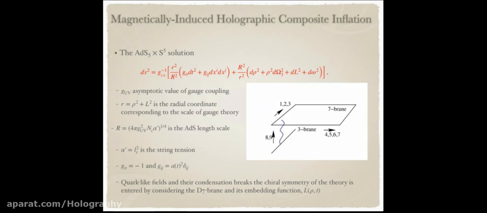Quark field condensations are fields that break the chiral symmetry of the theory, and so we want to know how this condensate evolves, whether this evolution could realize inflation, and how this embedding function L(rho, t) should look in order to realize inflation.